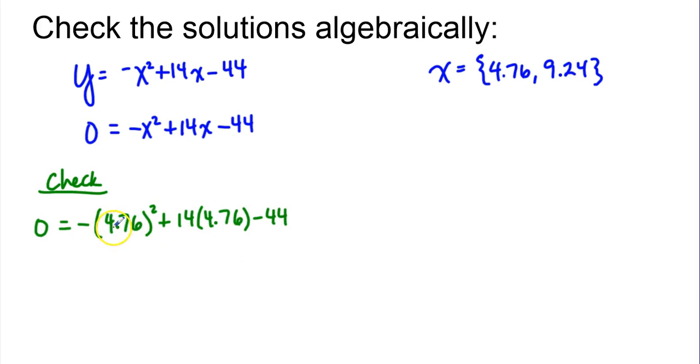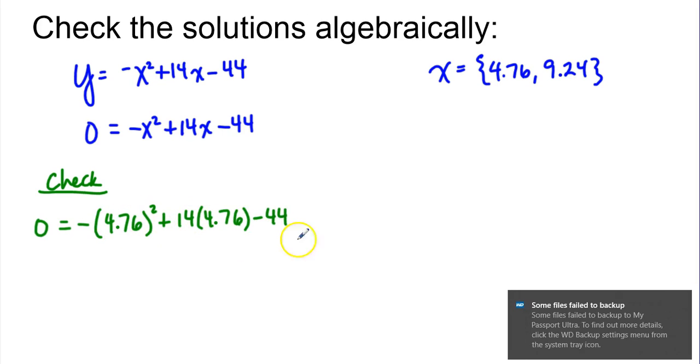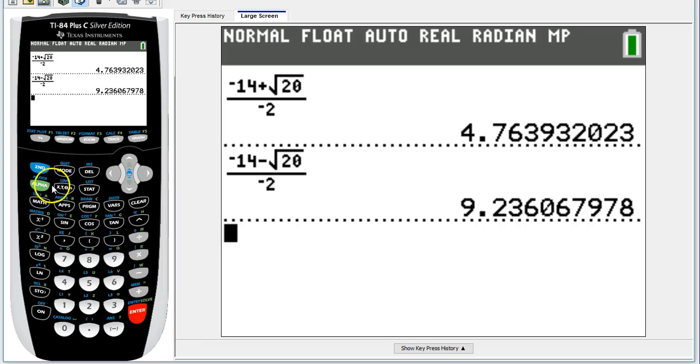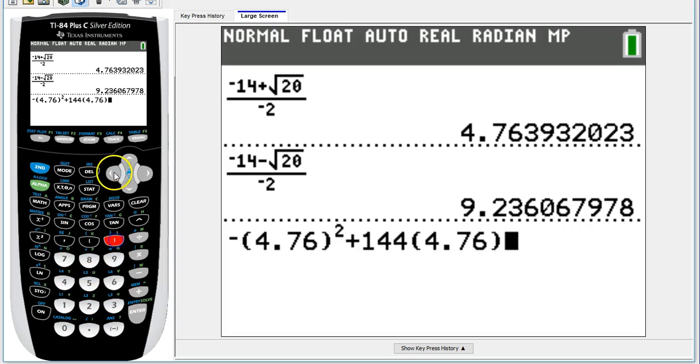Okay. Now, I'm going to do this on my calculator because it's not something I can do really easy in my head. They're not nice integers to work with. So I'll do this on my calculator. Just get in your home screen. Too many 4s. Let me clean that up.